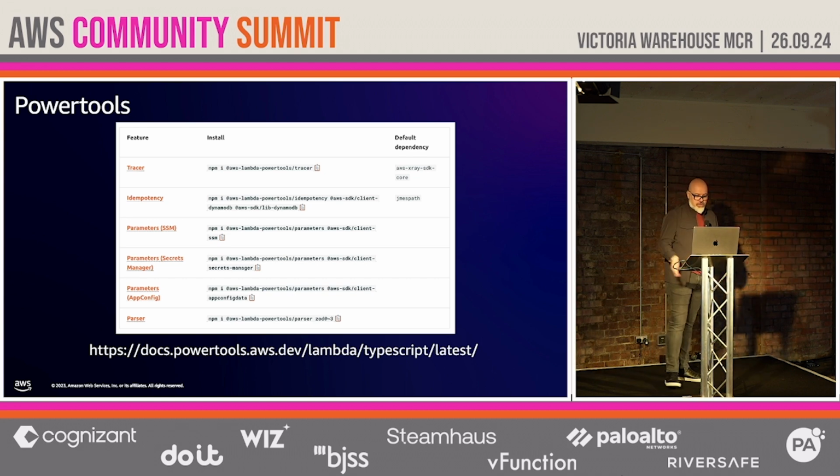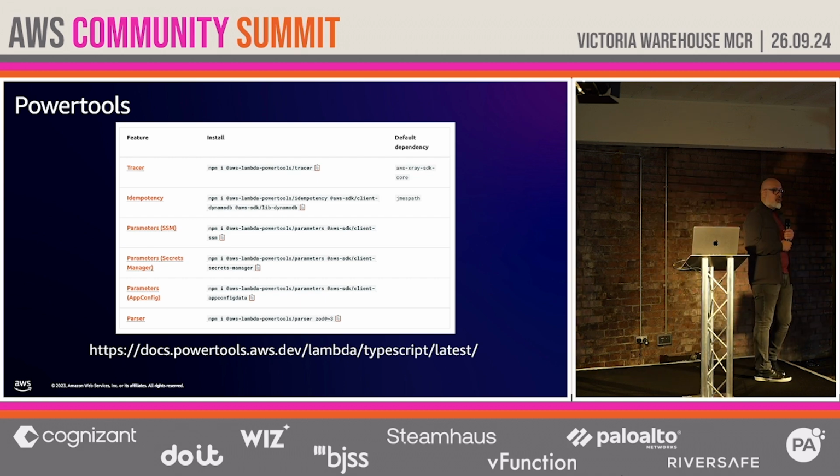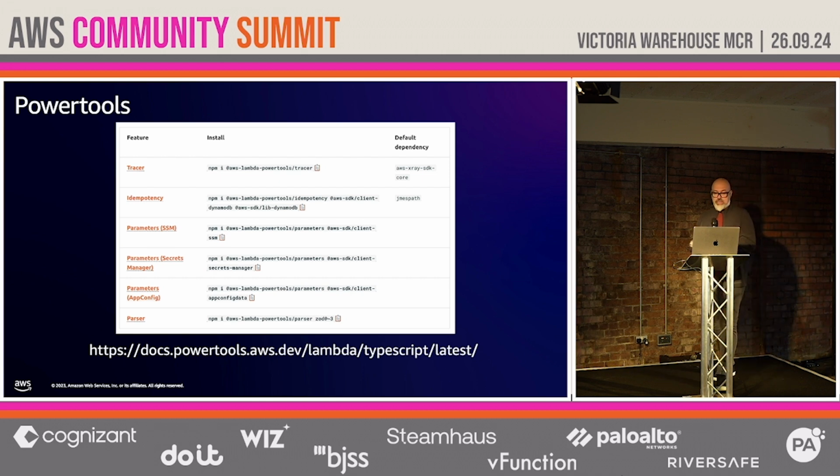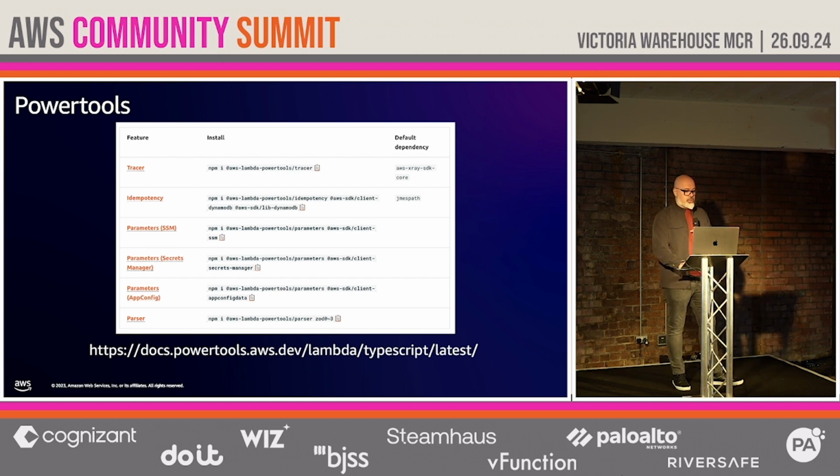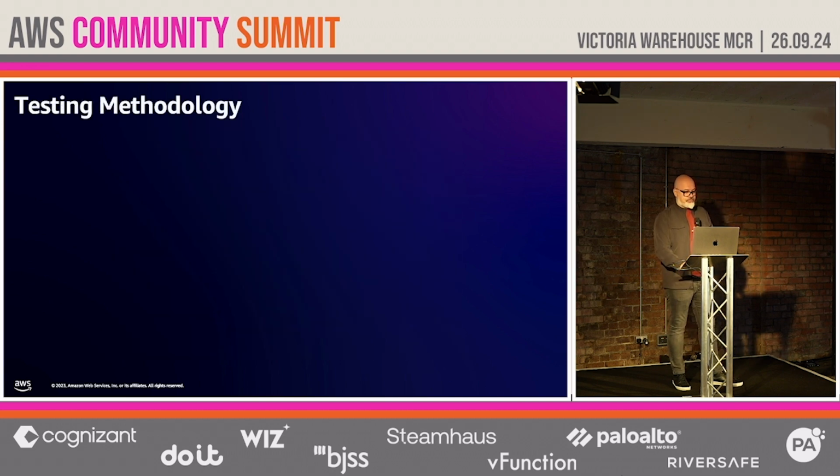You have also Parameter Store integration. You have a parser with Zod, a library for checking the schema of your requests and objects in general, that is out of the box with Power Tools. And again, it's open source, so you can see how it's going to evolve. You can even influence the roadmap if you think.